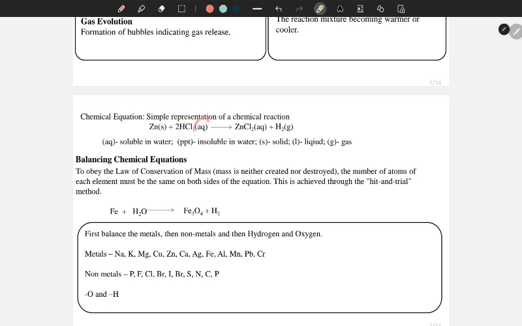Okay, now what does aq mean? Aq means aqueous, that is soluble in water. ppt means precipitate, that is insoluble in water. s means solid, l means liquid, and g means gas.